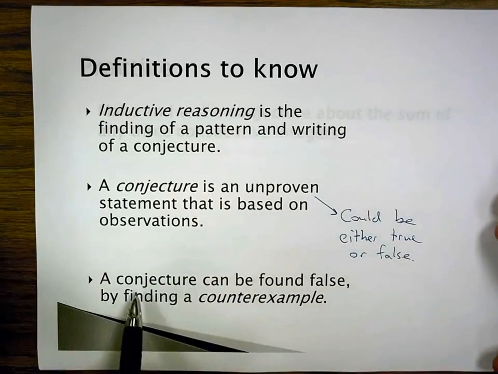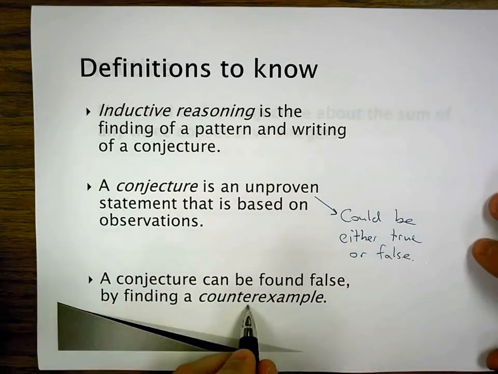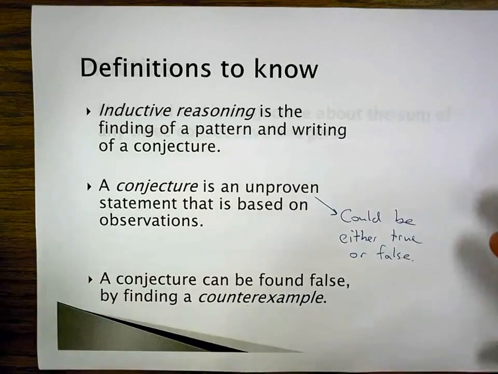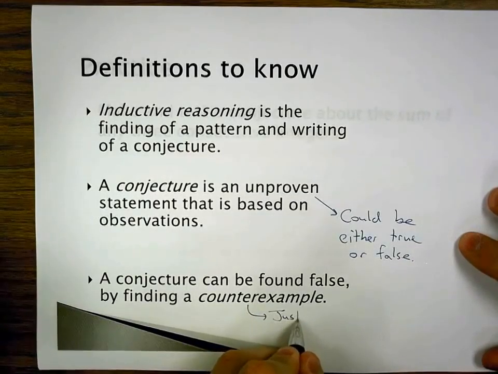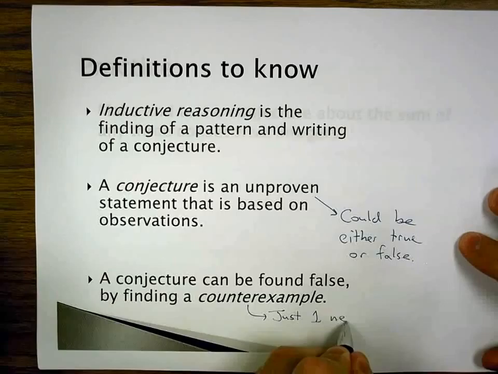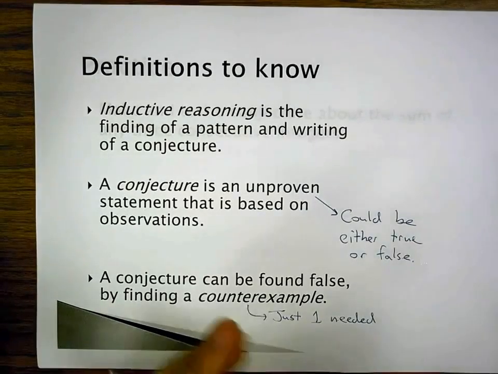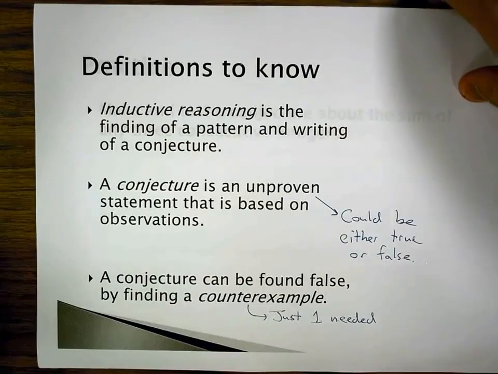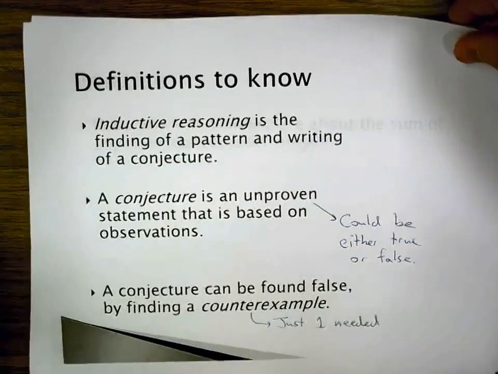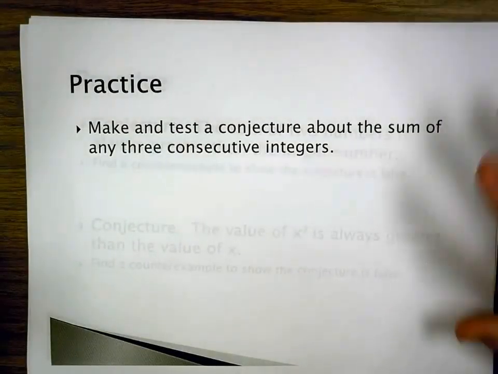We said it could be either true or false. Now, if it's found false, we need to find a counterexample to it. And a counterexample is just a way to prove that it doesn't work. For a counterexample, we need just one. Maybe there's more. Maybe there's an infinite amount of counterexamples we could find, but as long as we find just one, it verifies that it doesn't work. It's kind of an all or none situation. It works in every possible case, or if it doesn't work in one, it doesn't work at all.